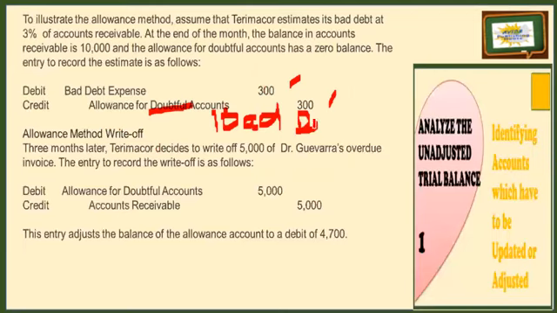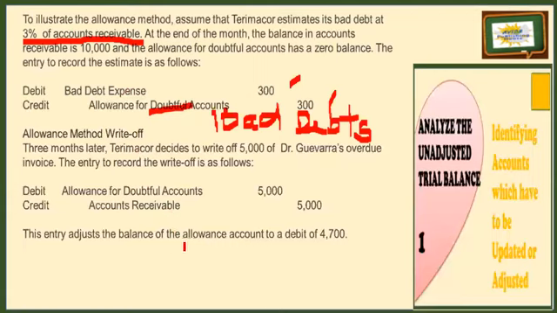Now, that is an allowance whether the account is collectible or not. You will set up the 300 every end of the period. Not actually 300, but 3% of the accounts receivable. That will be the allowance every end of the year.